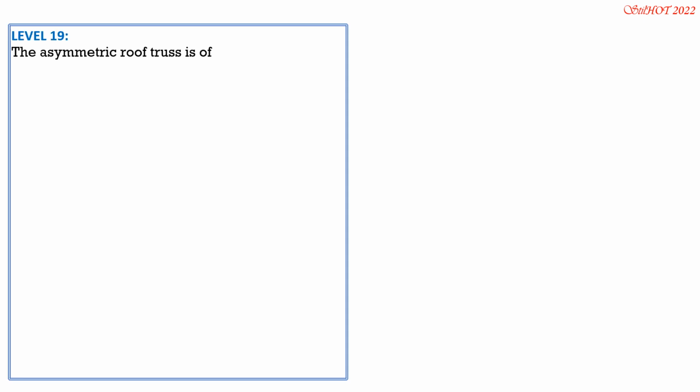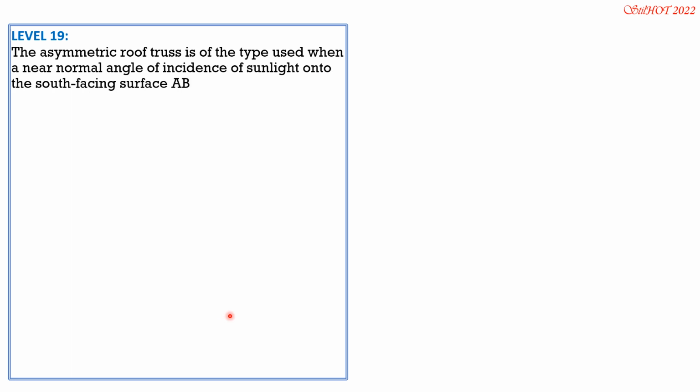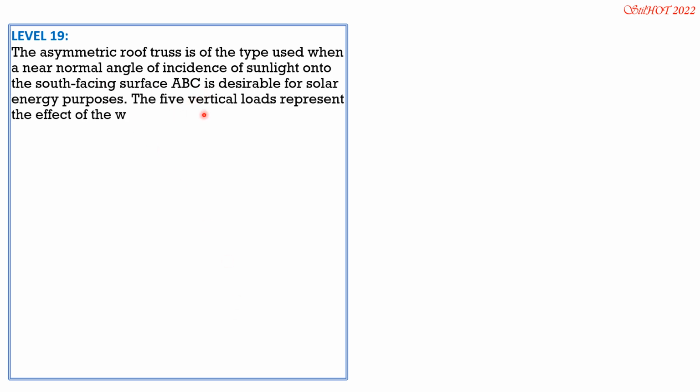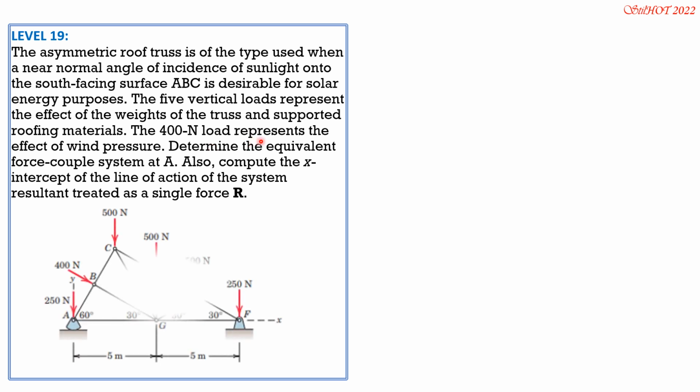The asymmetric roof truss is of the type used when a near normal angle of incidence of sunlight onto the south-facing surface ABC is desirable for solar energy purposes. The 5 vertical loads represent the effect of the weights of the truss and supported roofing materials. The 400 Newton load represents the effect of wind pressure. Determine the equivalent force-couple system at A.